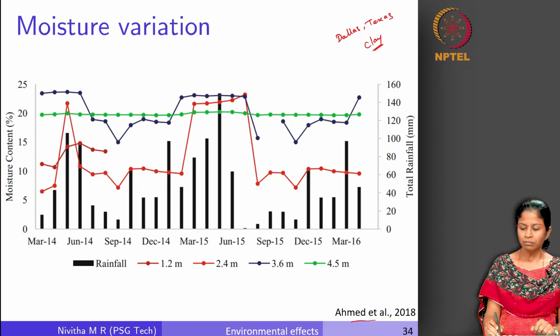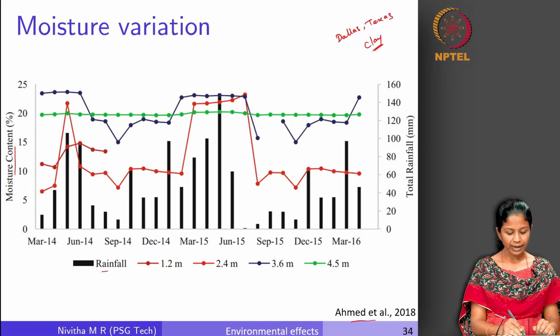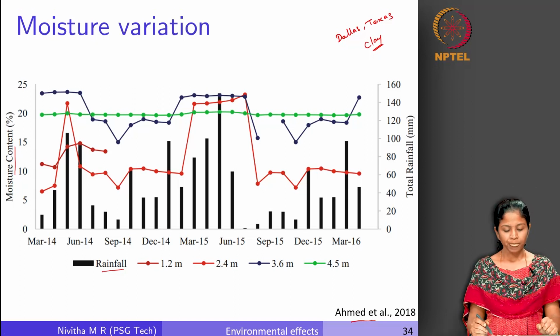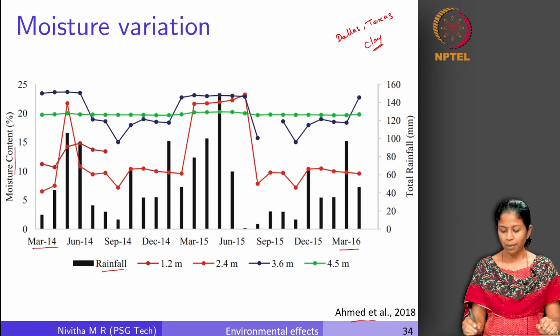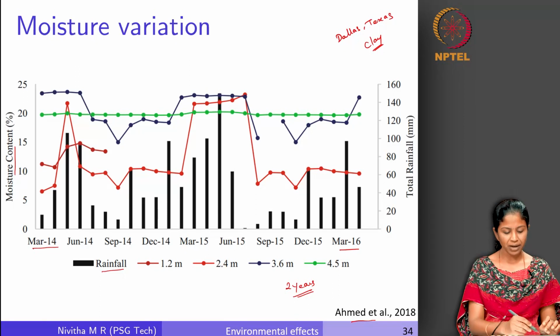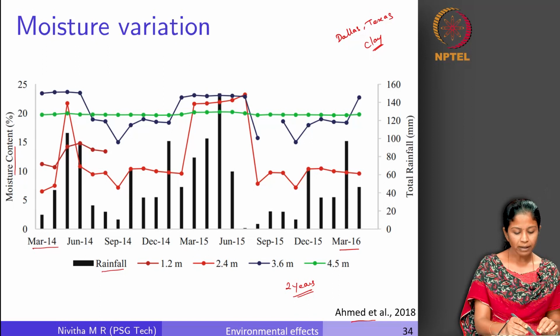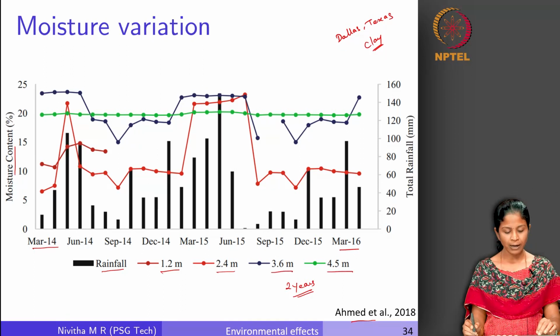In this location, they have captured the moisture content as a function of rainfall. If you look at these black bar graphs here, this shows the amount of rainfall received at that particular location from March 2014 to March 2016. They have collected the data for a period of 2 years. For this 2-year period, you can see how the rainfall pattern has varied. The corresponding moisture content is also measured at different depths: 1.2 meters, 2.4, 3.6 and 4.5 meters.